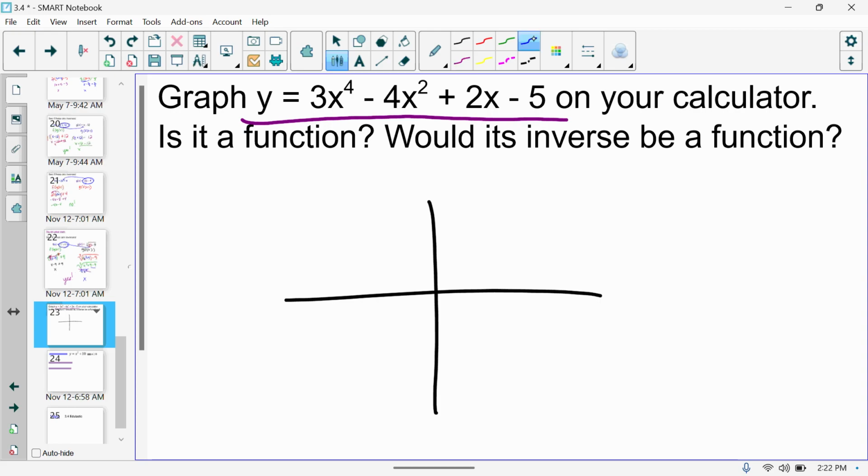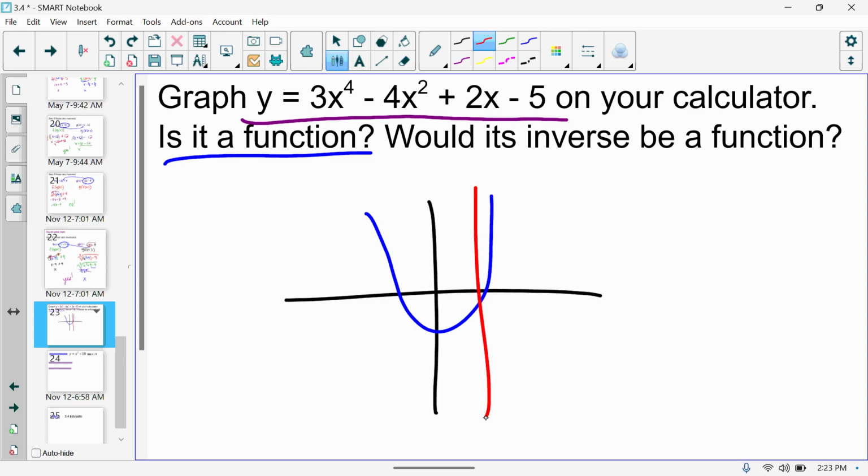And once you do, you should see something that reminds us of a parabola. That can still happen even when it's a 4th degree function. So the question is, is that a function? So remember, that's where you need to think, does it pass the vertical line test? Like anytime I draw a vertical line, does it only touch the graph once? And the answer would be yes, okay?